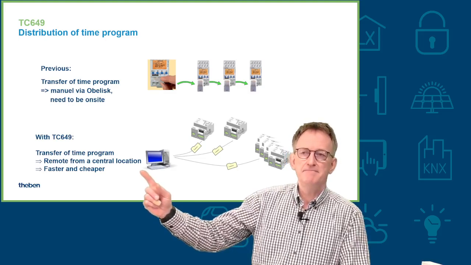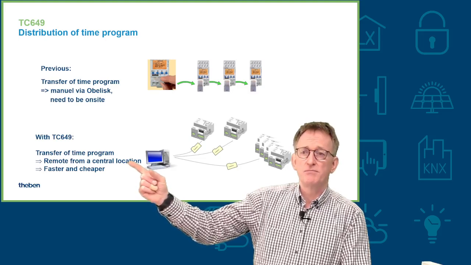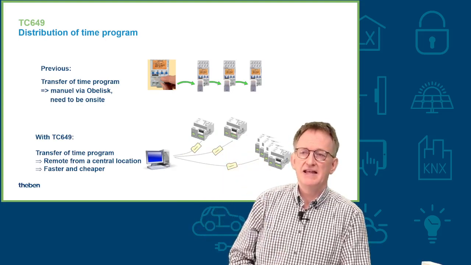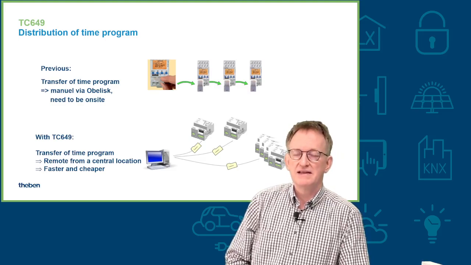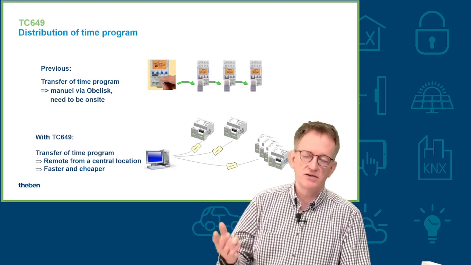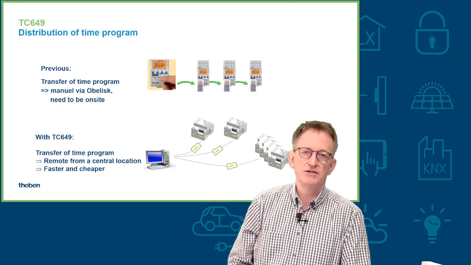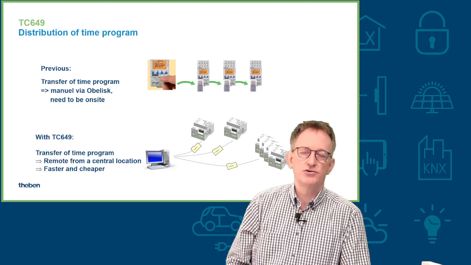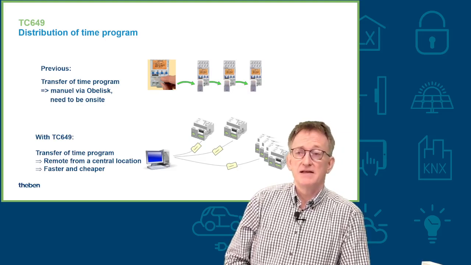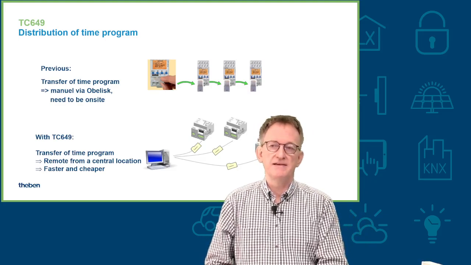With the TC, you just create your time program, then connect remotely from your PC to the web page of each device, and distribute the time program via the network to each device. That just takes 1-2 minutes. So it's much faster, and especially it is cheaper. If you calculate the travel costs and the work time, then you save a lot of money when you are using a network-based time switch.